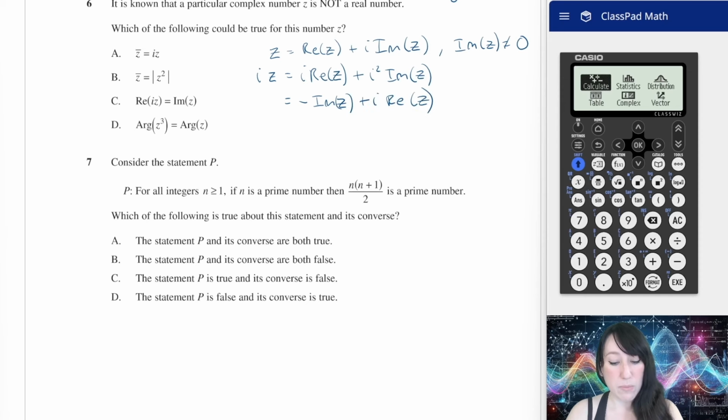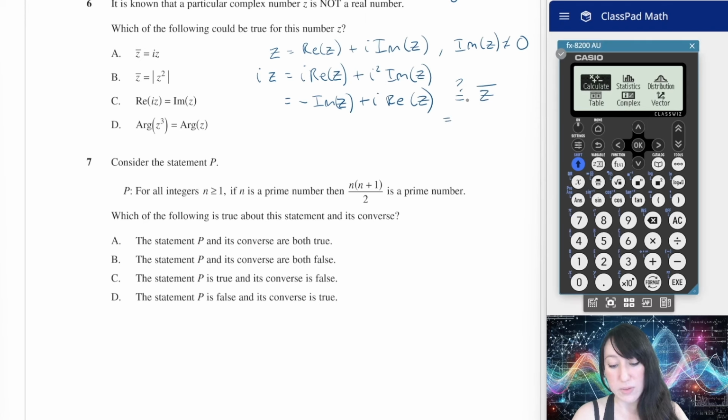We would get its real component becomes the negative of the imaginary component, and the imaginary component would be equal to the real component of the original number. So, could something like option A be true? That this could equal the conjugate of z?